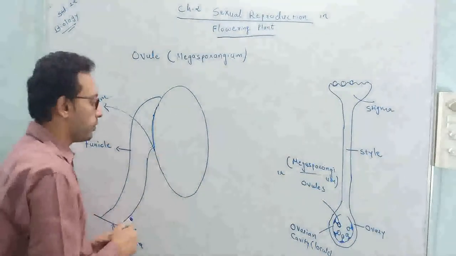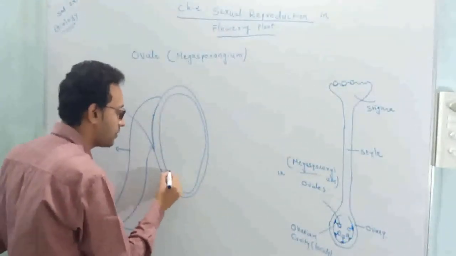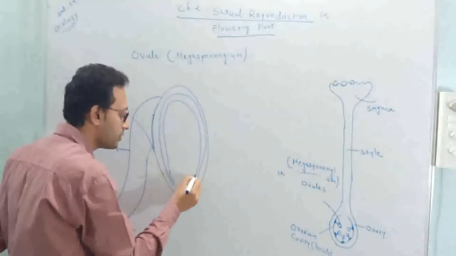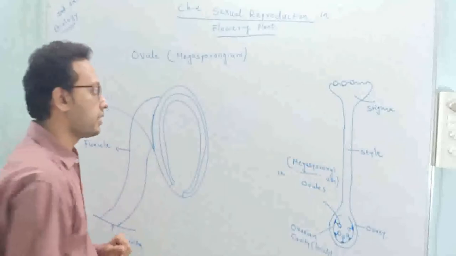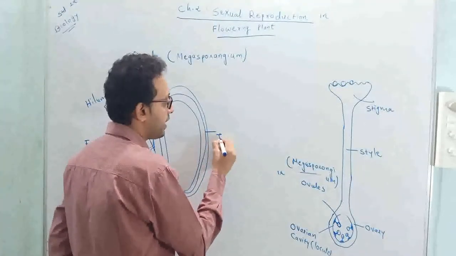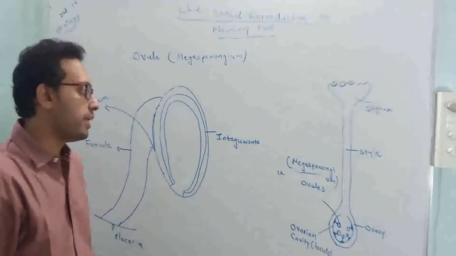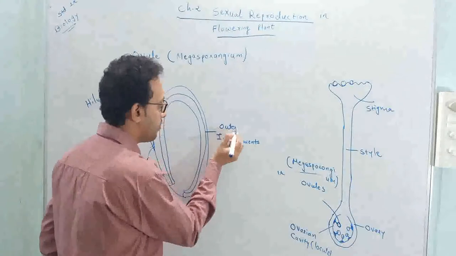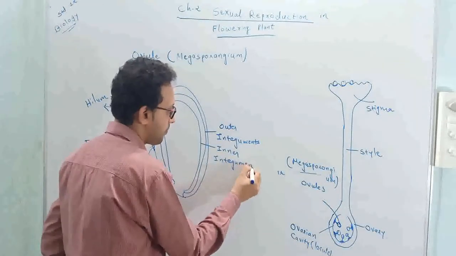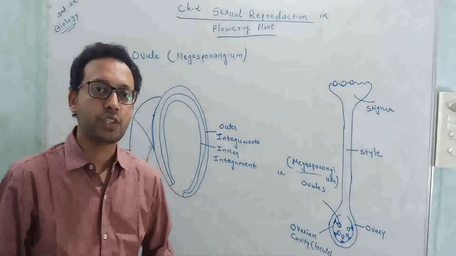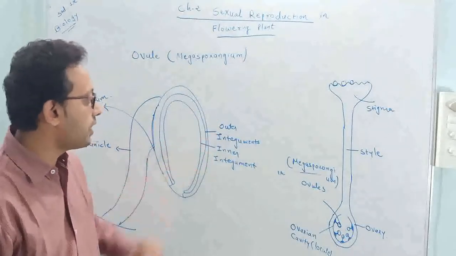Now this ovule is surrounded by two layers. There is a presence of two layers surrounding it. The layers which are surrounding the ovule are called integuments. Clear? What is called an integument? There are two layers. The outer one is called the outer integument. The inner one is called the inner integument. So how many layers surround an ovule? The ovule is surrounded by two layers. The layers are called integuments. The outer one is the outer integument, the inner one is the inner integument.